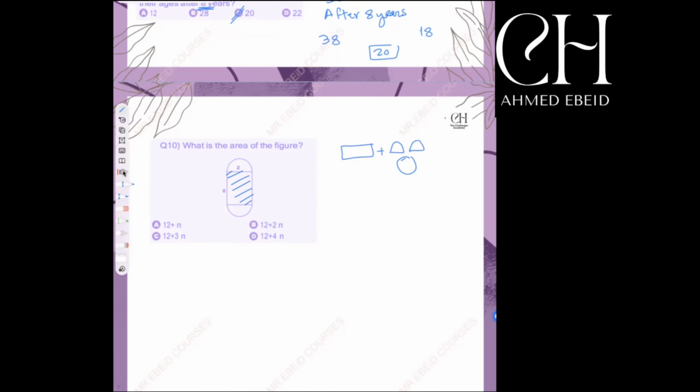So the area of the rectangle is length times width, so it's 6 times 2, which equals 12. And we know that the area of the circle, as we said before, is pi r squared. So it's pi times the radius squared. All of this length is the diameter of the circle. The radius equals half of the diameter, so it's pi times 1 squared. So no need to write it. So the answer is 12 plus pi.